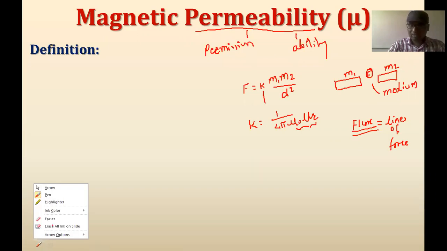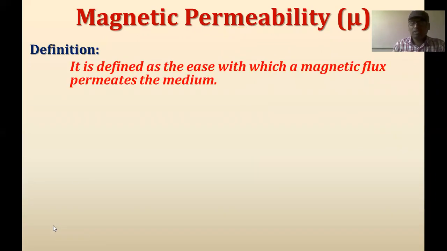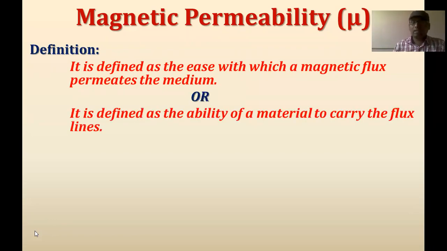Now try to read the definition of permeability. It is defined as the ease with which the magnetic flux permeates the medium. Means the material, the medium, will allow the magnetic flux through it, which is called permeability. In another way, it is defined as the ability of a material to carry the flux lines. This is called the permeability of that material.